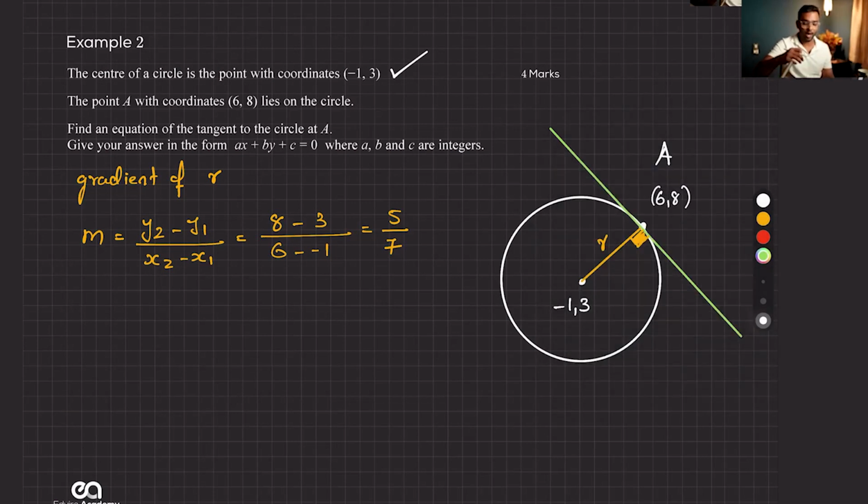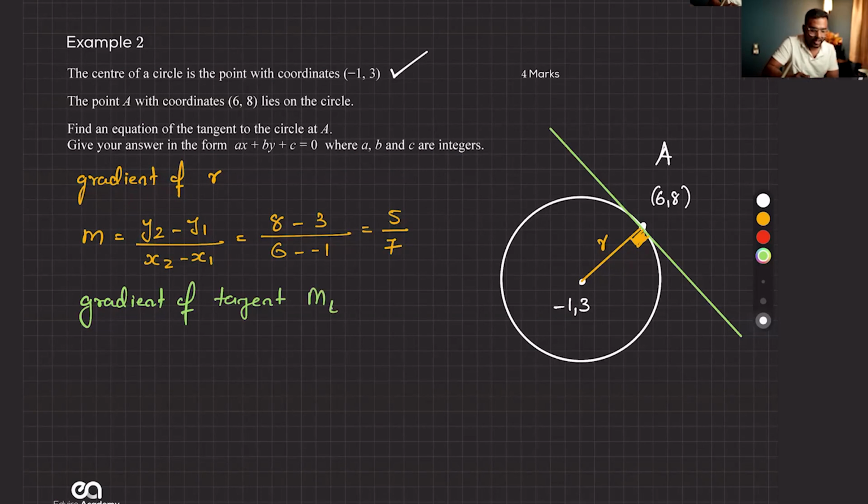Okay. Now, what should be the gradient of the tangent here? Gradient of tangent, the green line, absolutely. I'm writing MT, okay, for you to identify the gradient of a tangent. That'll be minus 7 over 5. Did you all understand the connection here? Okay. Now it's super easy.